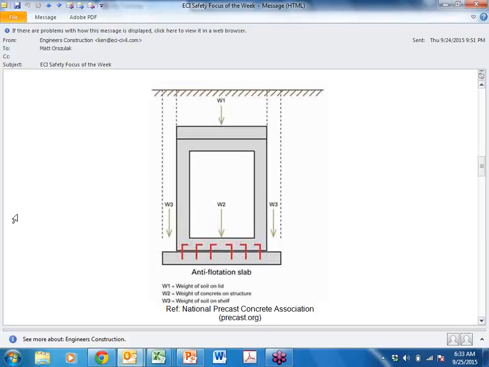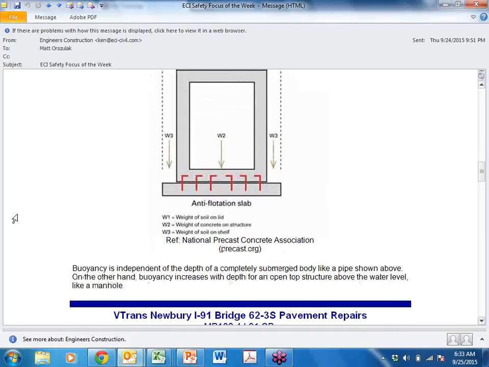If you had water up here, it's completely submerged. And I guess maybe I'm making the point down here a little bit further. Buoyancy is independent of the depth of the water. So it could be 100 feet of water, it could be 10 feet of water. A pipe that's completely submerged will have the same upward buoyancy force.